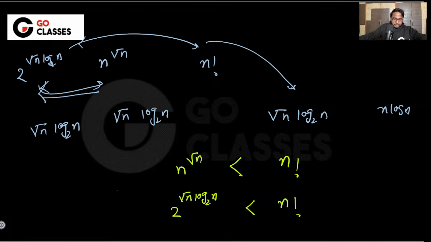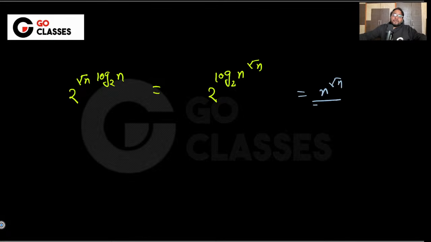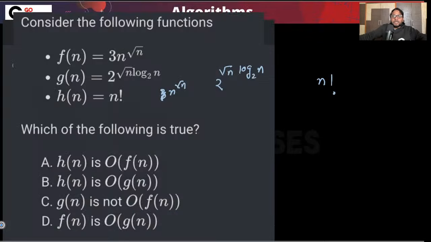By the way, this 2 to the power square root of n log base 2 n, can you not write this as 2 to the power log base 2 n times square root of n? Can you not take this as a power? Definitely. And if you remember the property of log, if the exponent and base are the same, then this is nothing but n power root n, right? In fact, they're exactly the same, not even theta. So n factorial is strictly greater.